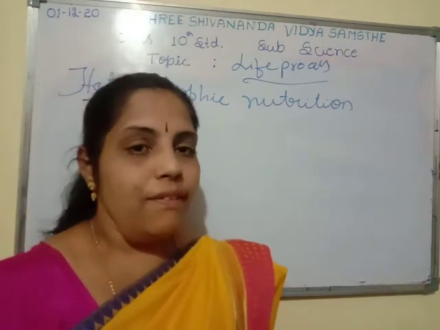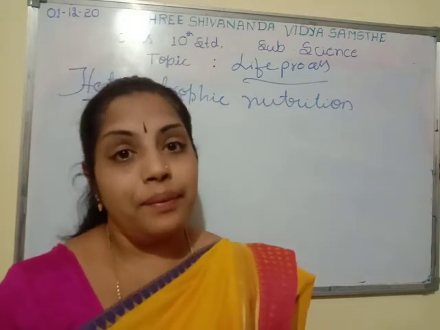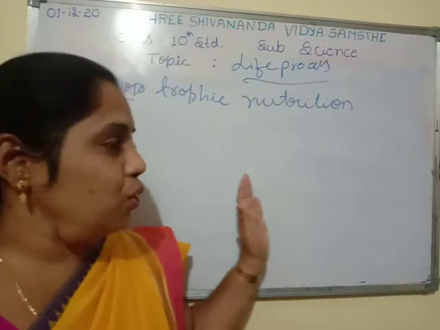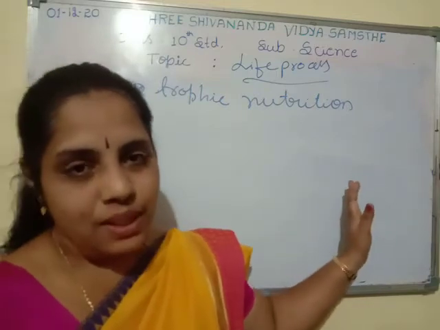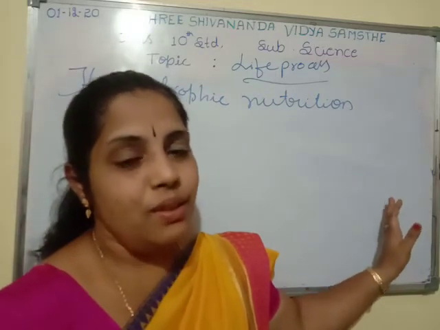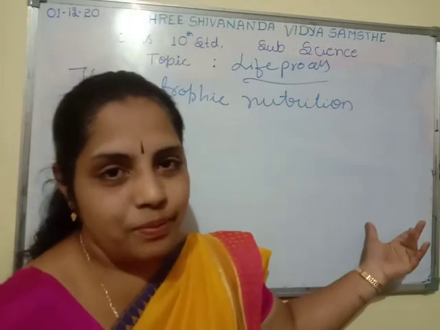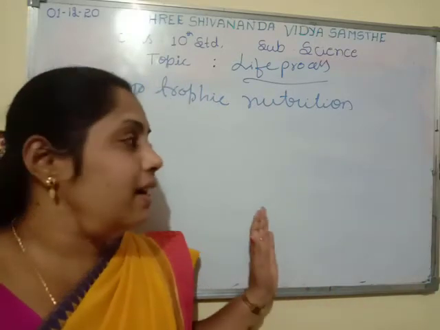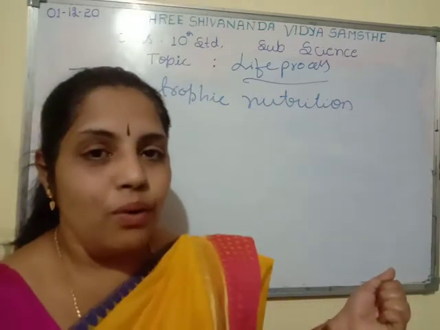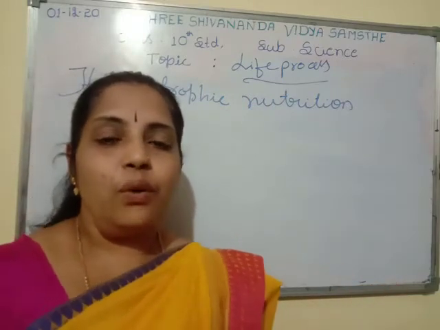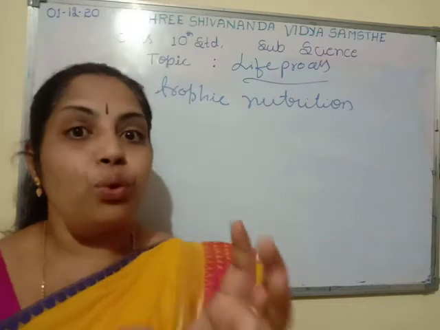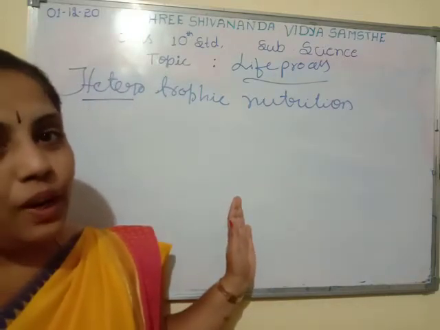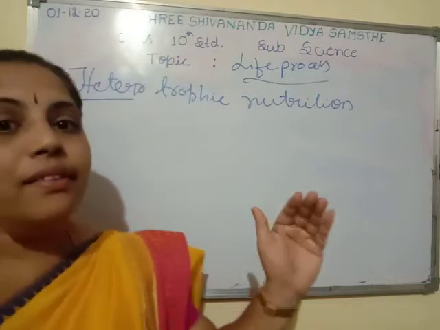For example, deer always eat grass, because they are herbivorous animals, so their nutrition is different. But if you take the example of a tiger, it is considered a carnivorous animal. Why? Because it takes only flesh as its food. So their nutrition is different.